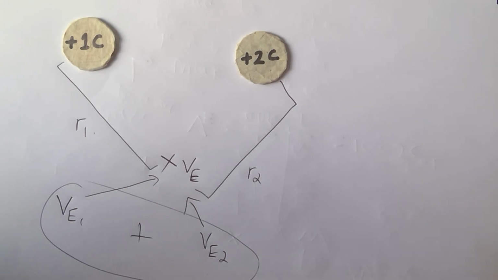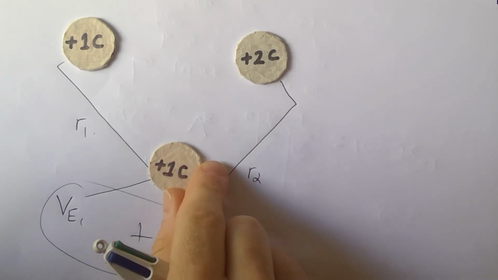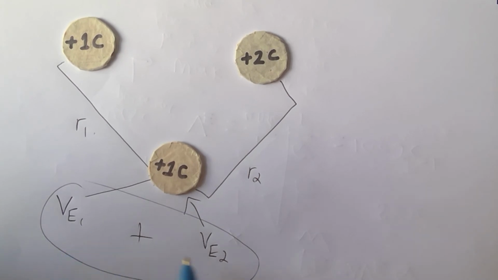And then we could easily work out how much work is required to bring a charge from infinity to that point. You just multiply your potential by the charge and it will tell you the work done to bring it from infinity to that point.